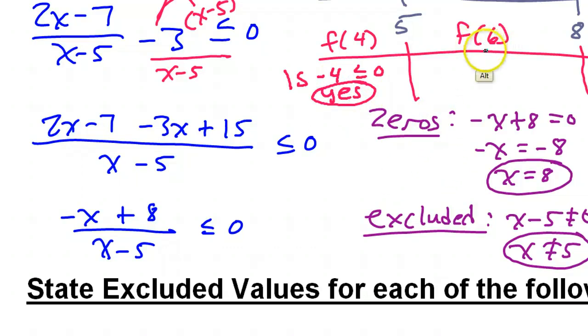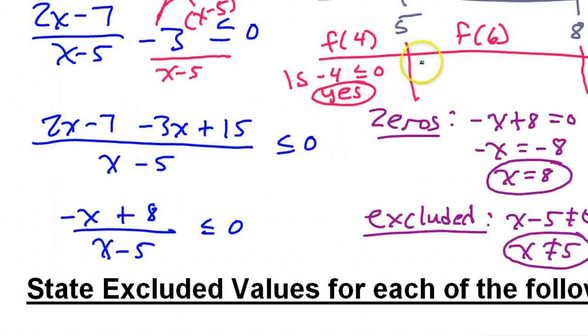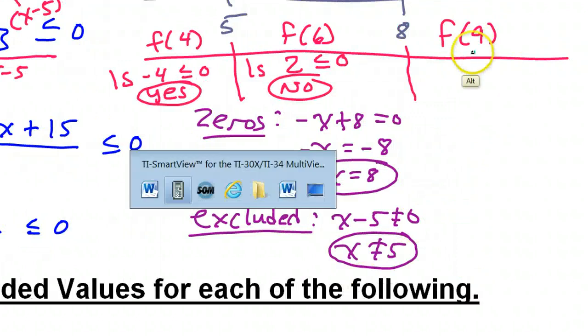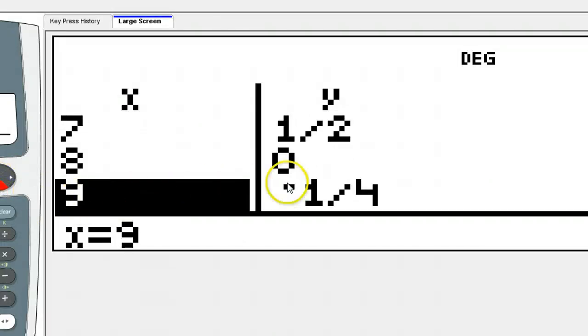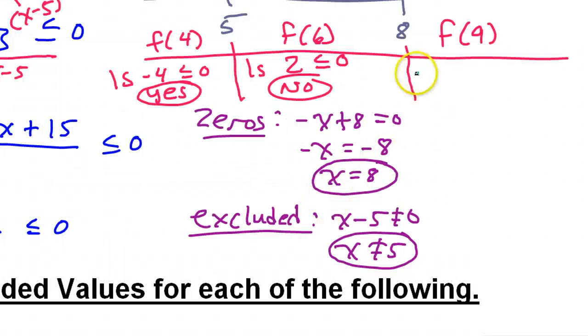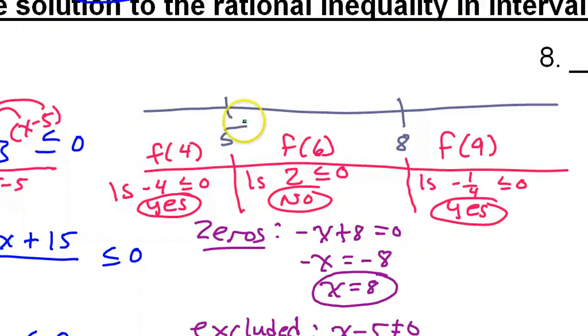What about 6? All right, at 6, the function has a value of 2. So is 2 less than or equal to 0? No, 2 is positive. What about 9? At 9, the function is negative 1/4. Is negative 1/4 less than or equal to 0? Why, yes it is. It's a negative number. So the yeses show us where the solutions are.